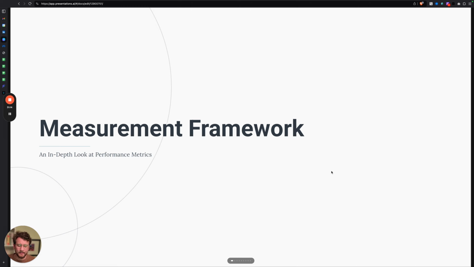All right, let's talk about the measurement framework a little bit and a few other elements here.